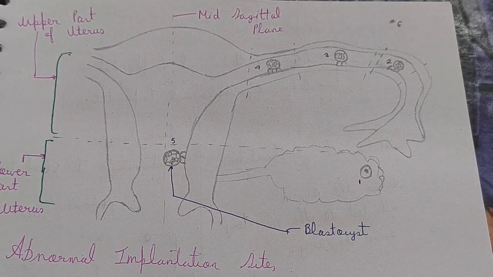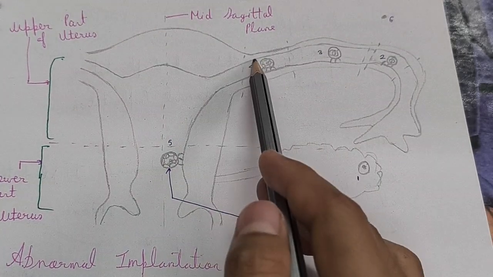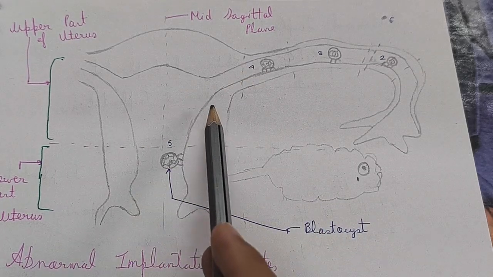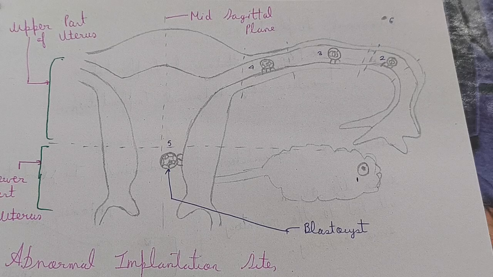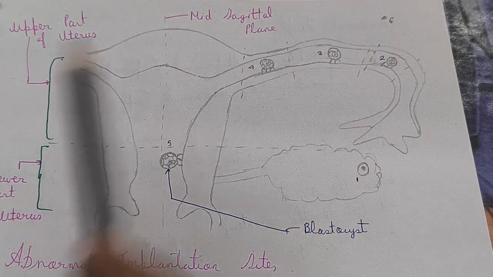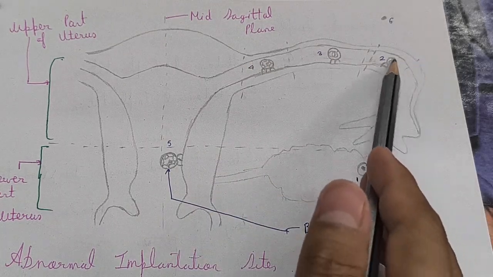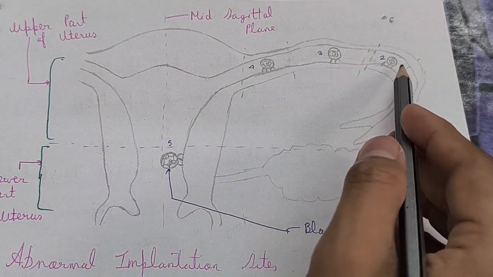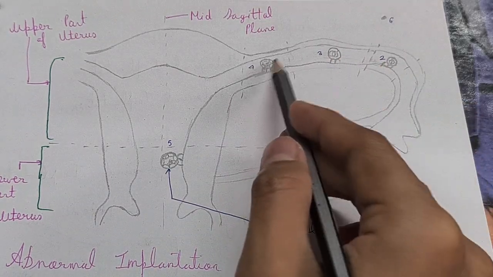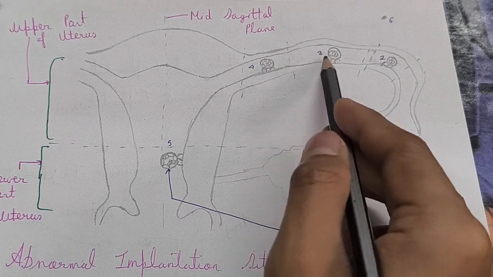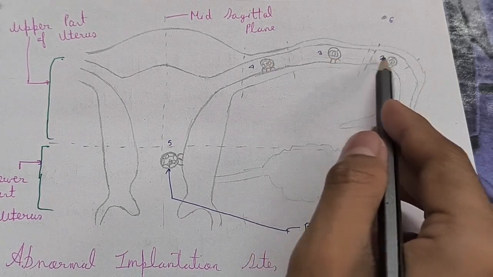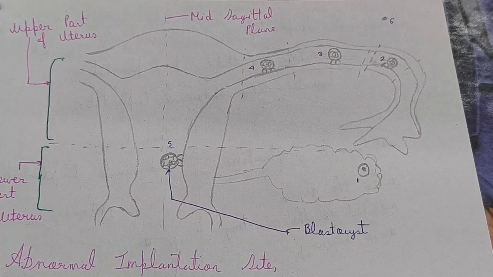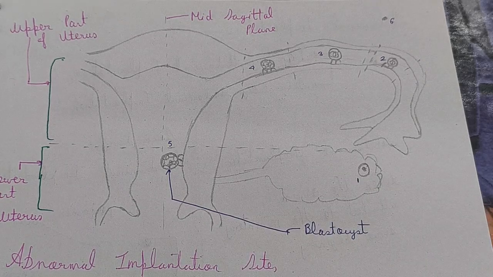So first of all, if you can see in this diagram, this is extra uterine, that means outside the uterus. So first of all, I will discuss the outside the uterus condition. Here, as you can see, this is a fallopian tube, and in the epithelium of the fallopian tube the fertilized ovum is attached. So these are known as extrauterine or basically tubal implantation.